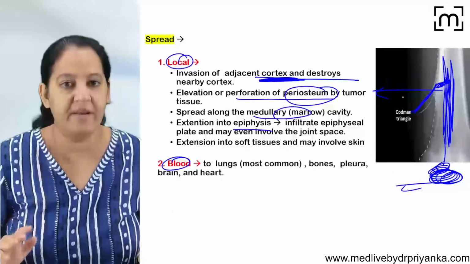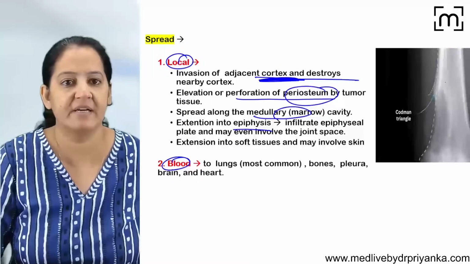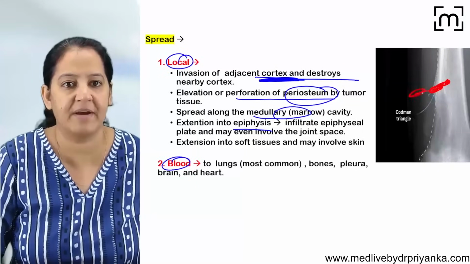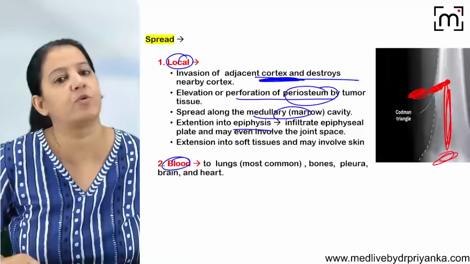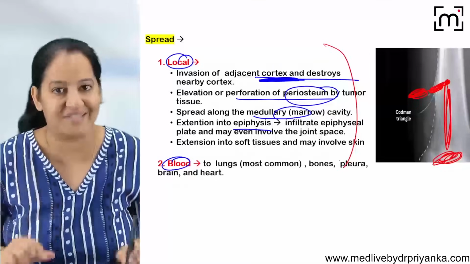So it starts from the medullary cavity first. Then it destroys the cortex, then it destroys the periosteum, then it spreads in the soft tissue. It involves the entire medullary cavity, and from metaphysis, it goes to epiphysis also. So this is all about the local spread. Don't learn it, you can understand it well.